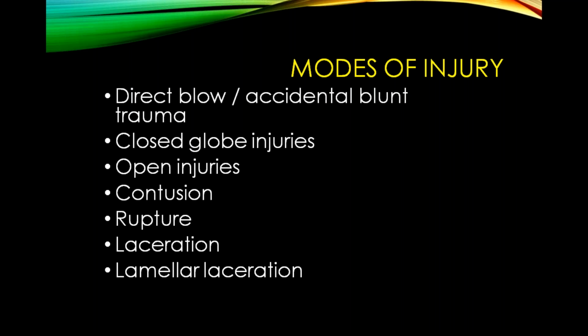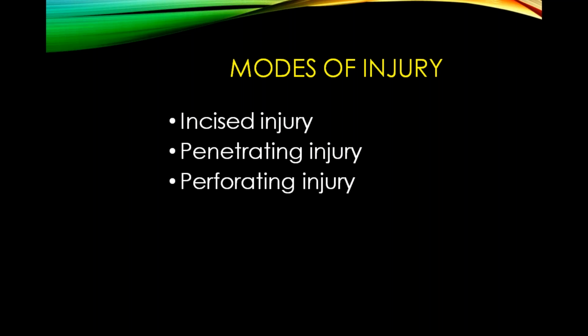So now, closed globe means the eyeball is intact, and open injuries, as I said, could be penetrating or perforating. Contusion and rupture: contusion is just a blunt type of trauma where the eyeball is intact. Rupture means the eyeball opens up. Laceration also is similar, and lamellar laceration, depending on the extent of the injury or the tear, you put under various headings. All these are various modes of injuries which can happen to the eyeball. Other modes are incised injury, penetrating injury and perforating injury. Basically there is an injury to the eyeball. Incised injury is mostly a surgical injury. Penetrating, as I said, has an entry wound. Perforating has an entry wound and then an exit wound.